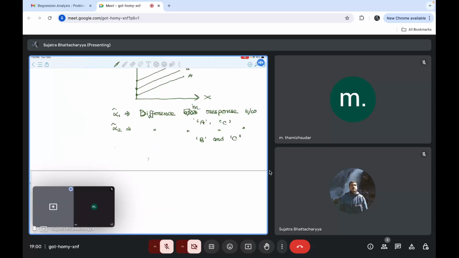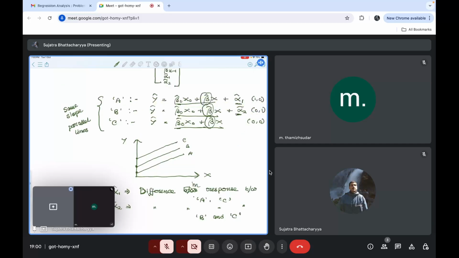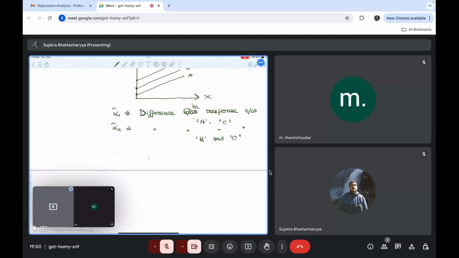And the last one is that now if you just subtract, say, set A and set B, then what do you get? Alpha 1 hat minus alpha 2 hat. So let's look at that also. Alpha 1 hat minus alpha 2 hat. This is nothing but the difference in response between sets A and B.